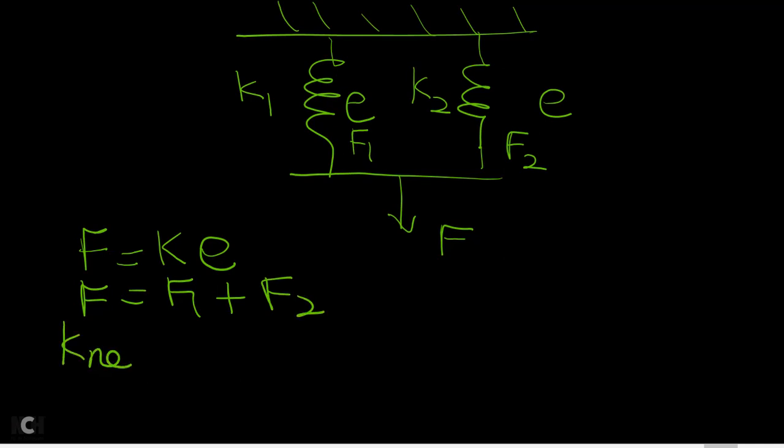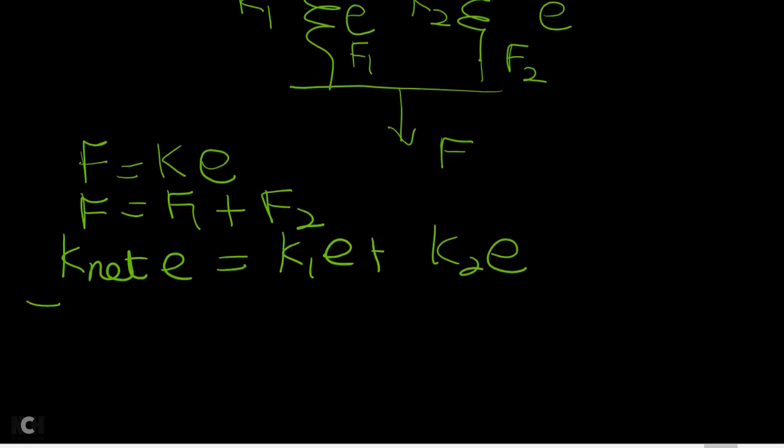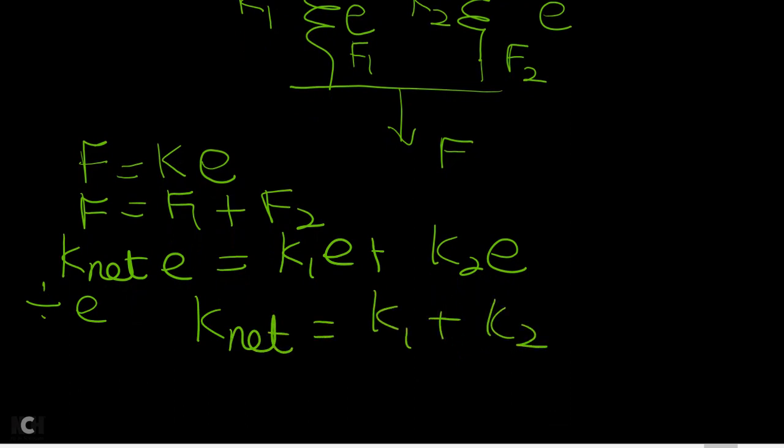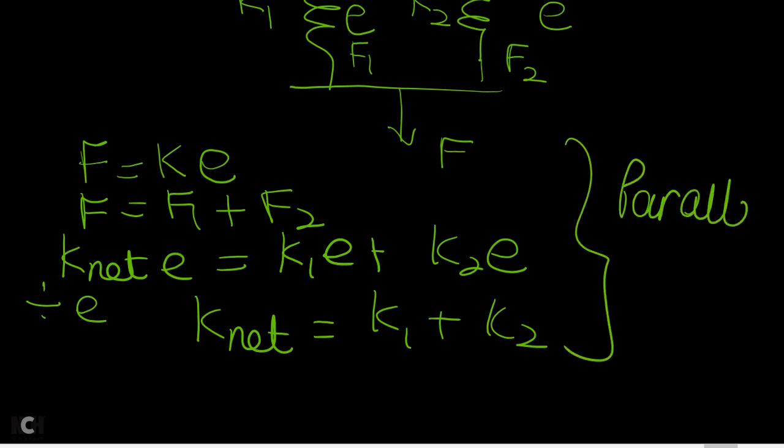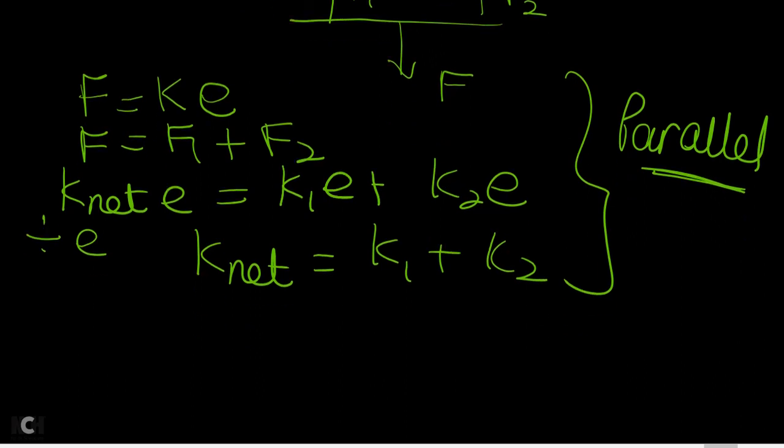So K net E is equal to K1E plus K2E, right? So therefore, if we divide by E, K net is equal to K1 plus K2. So in parallel is like equivalent to resistors in series, right? So it tends to be opposite to each other. All right, so let's move on now to a graph, right?